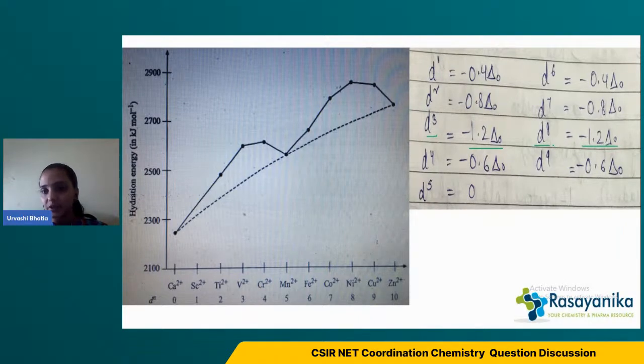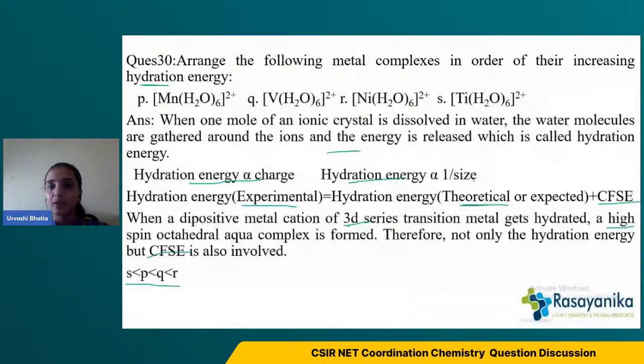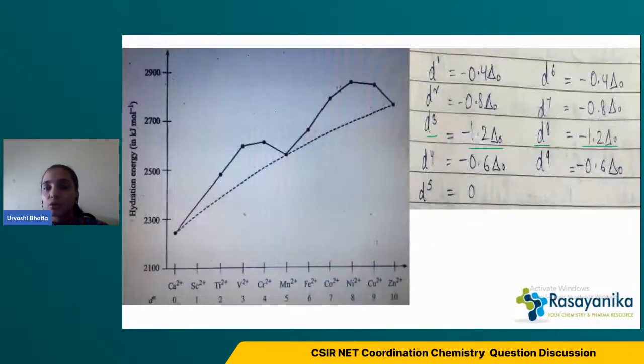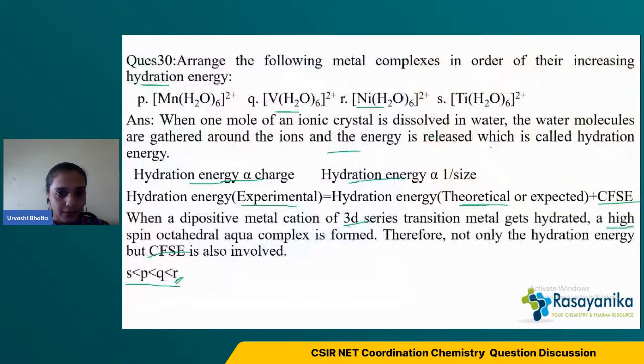So how will you differentiate? On the basis of size. Hydration energy is inversely proportional to the size. Smaller the size, greater will be the hydration energy. That is why this nickel complex has the highest hydration energy. Then next to that is Q, this vanadium. So the order is nickel, vanadium, then E is manganese, and titanium.